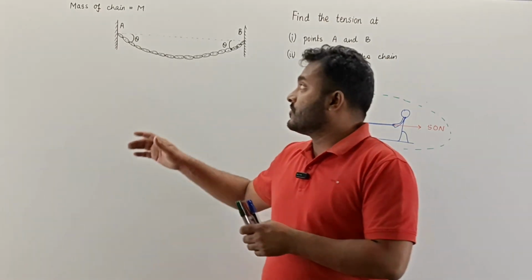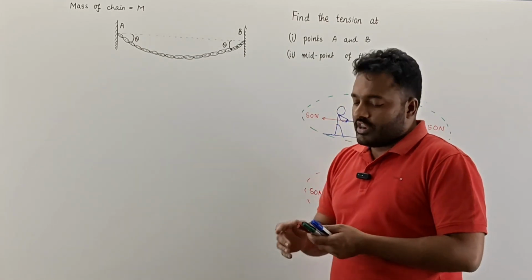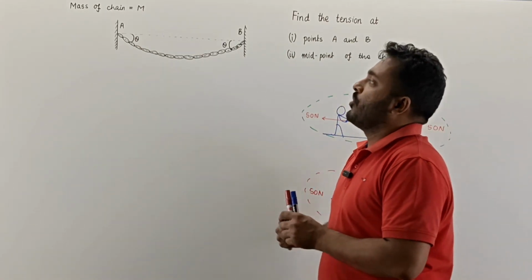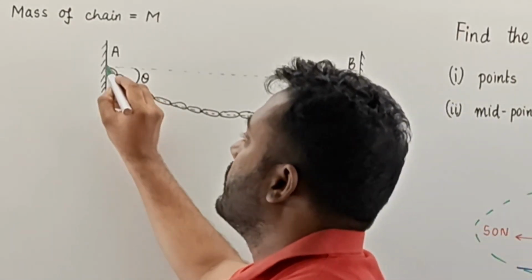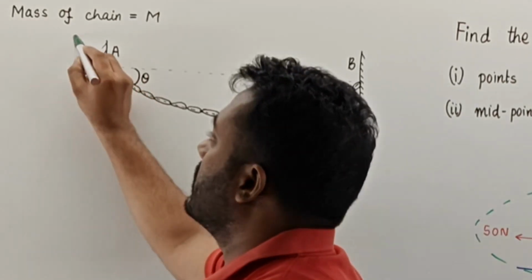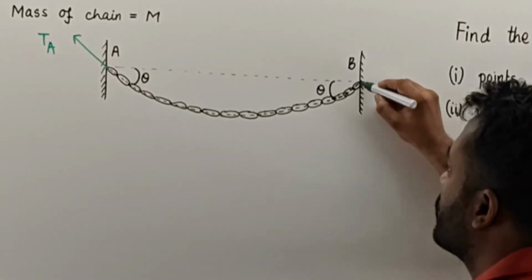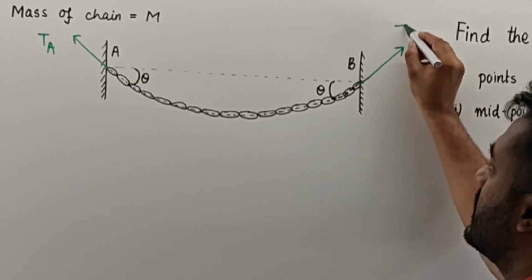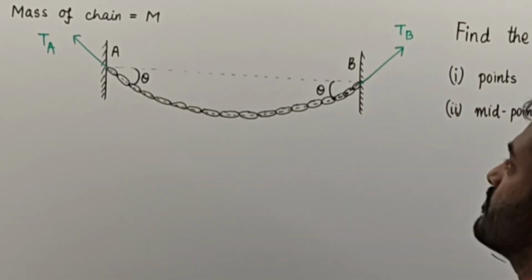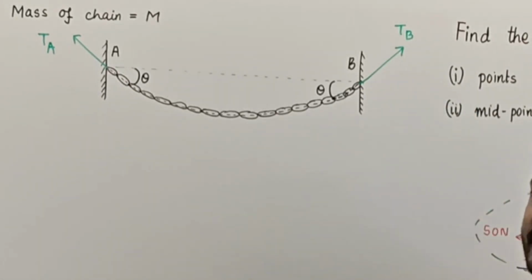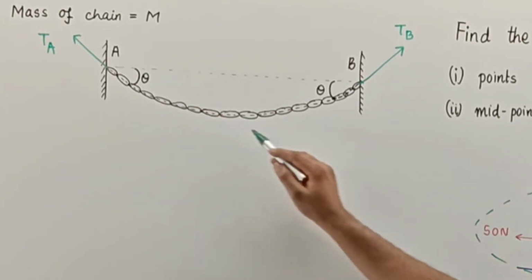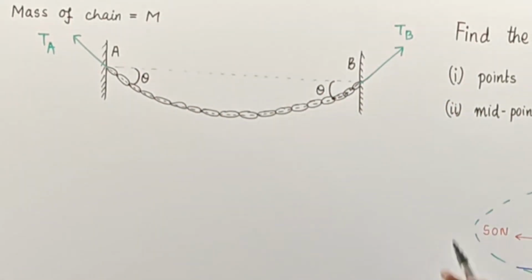Now, if we look at this particular scenario, over here we can say that at points A and B, the tension which is going to act is TA and TB respectively. What is important for us to understand is that the entire system is in equilibrium, that the chain is hanging at rest between these two fixed supports at points A and B.